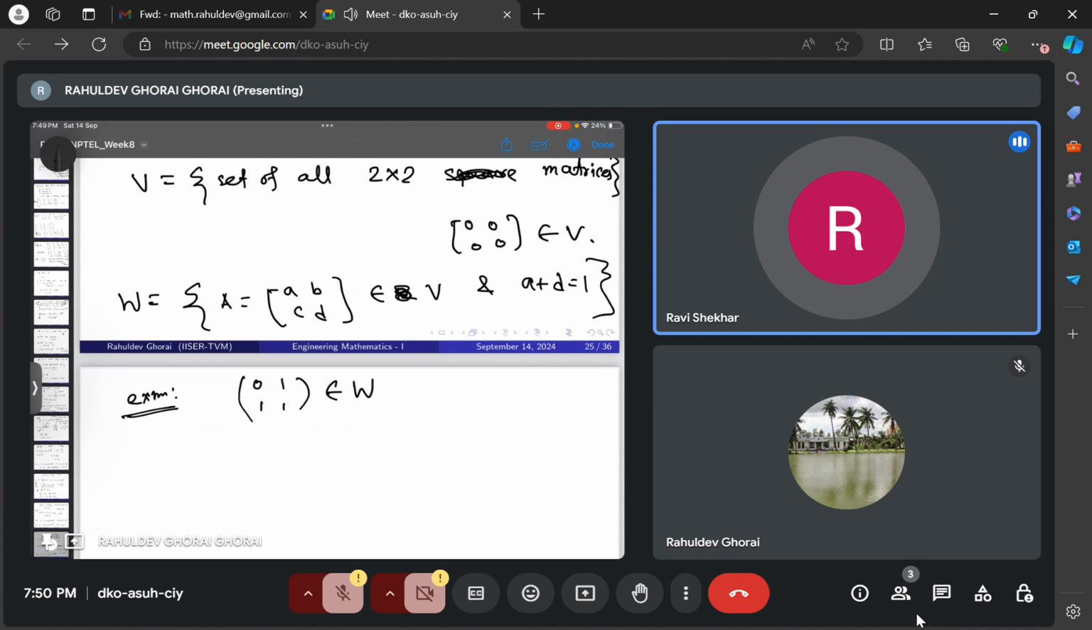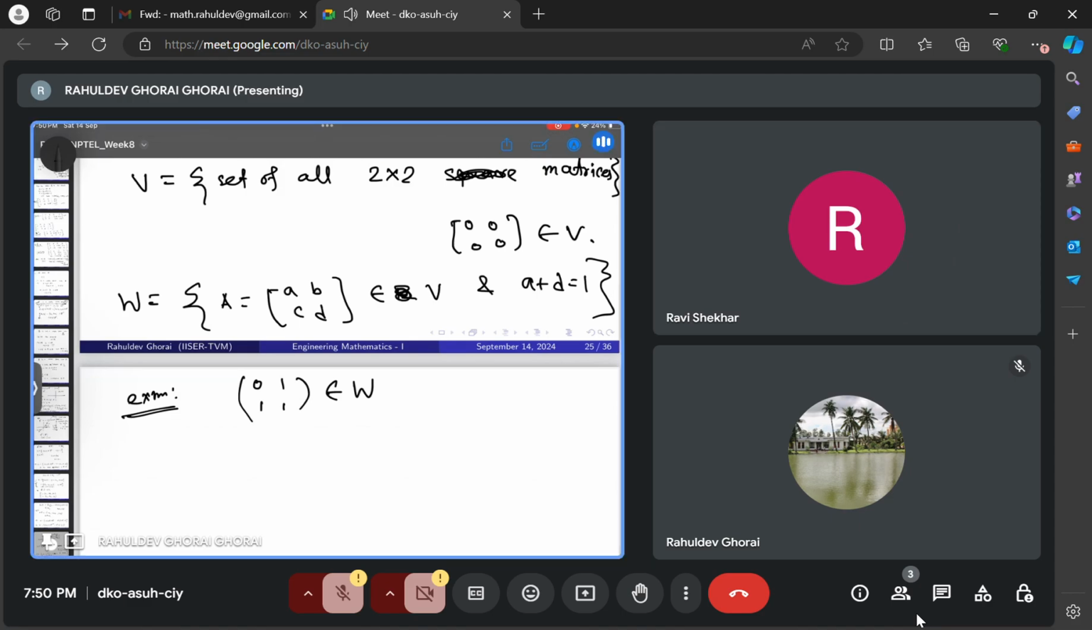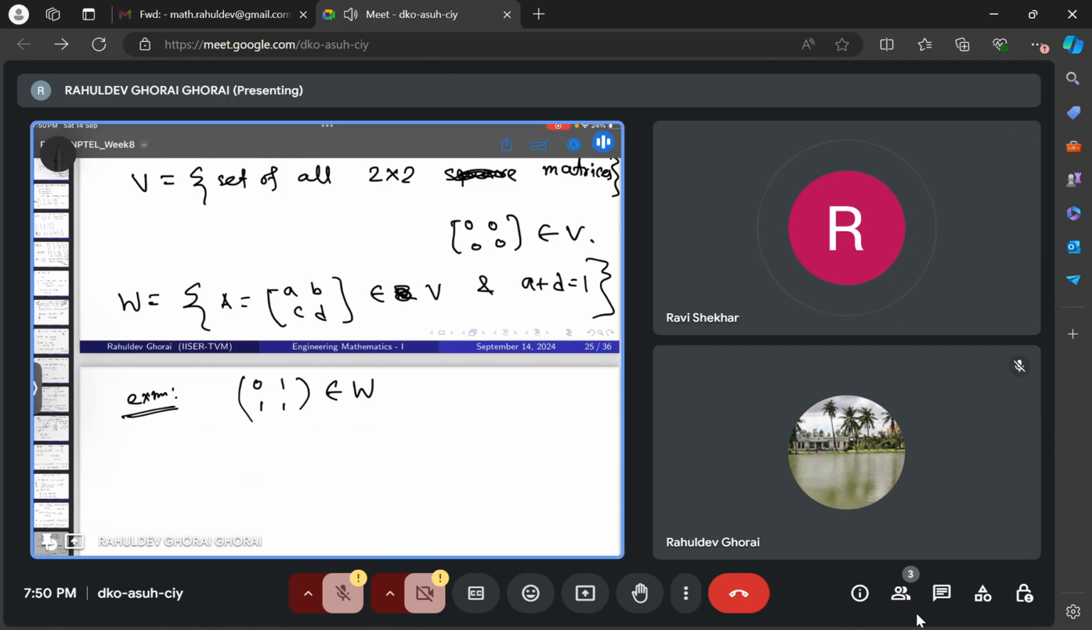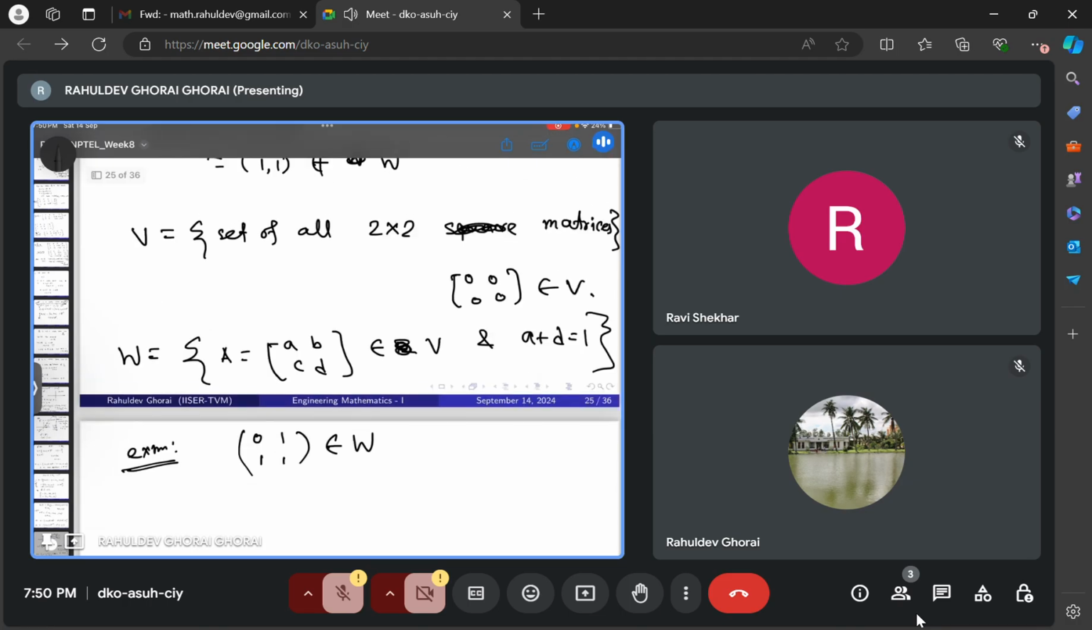Sir, we can see that 0 will not belong to W. Yeah, the 0 itself is not there. First of all, it is a subset, right? No problem, subset. But the zero matrix itself won't belong. This question was from the assignment. It's very easy for the first year, so you can understand that the 0 element is not there.